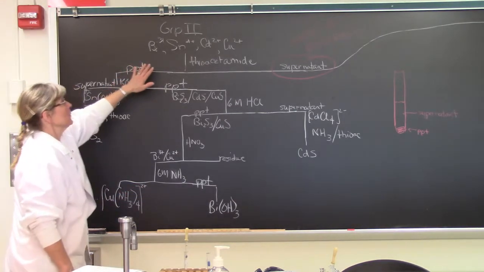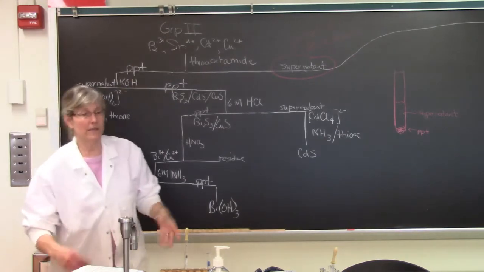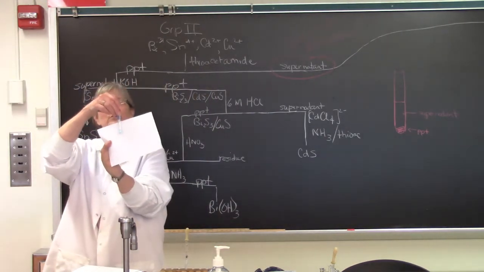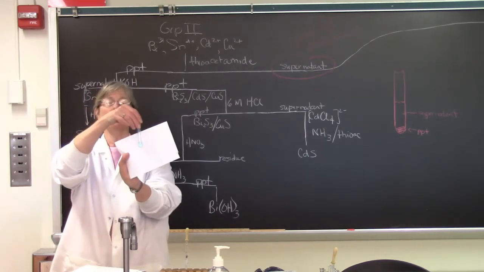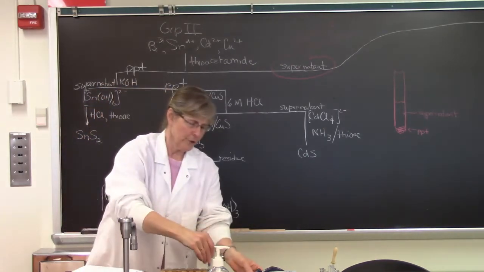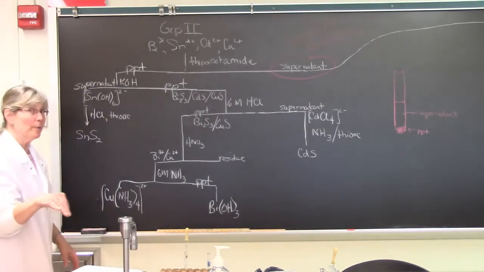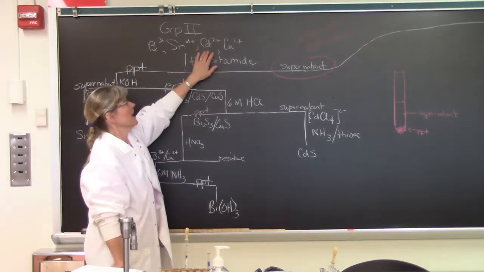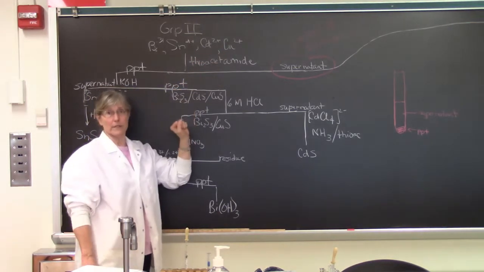Our group 2 that we're going to be starting with in this particular film is a pale blue solution. This is the knowns, and it contains all 4 of the group 2 cations that we're going to be using, that are safe to use: bismuth 3+, tin 4+, cadmium 2+, and copper 2+.